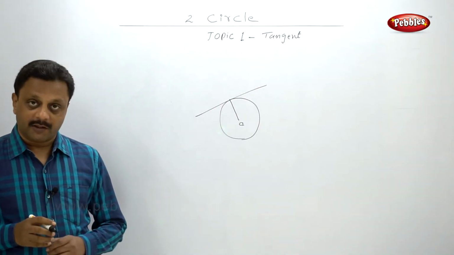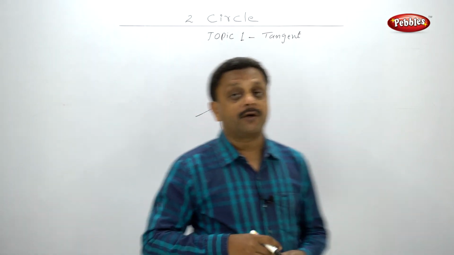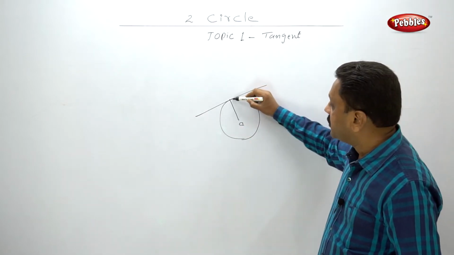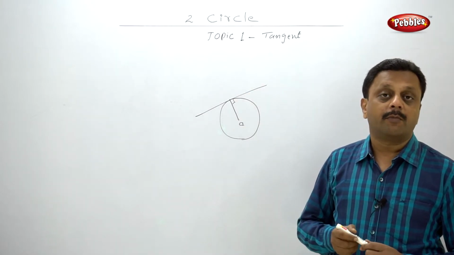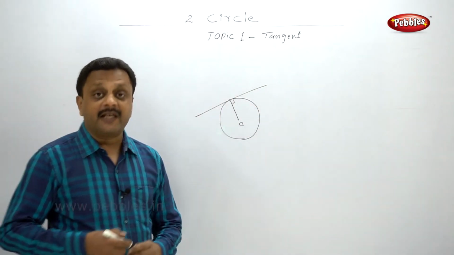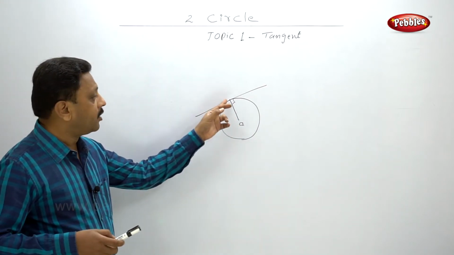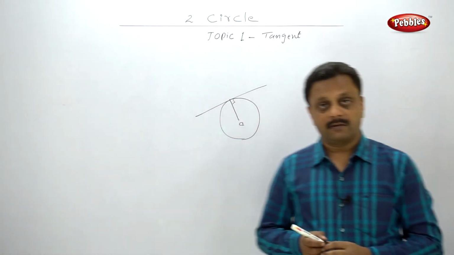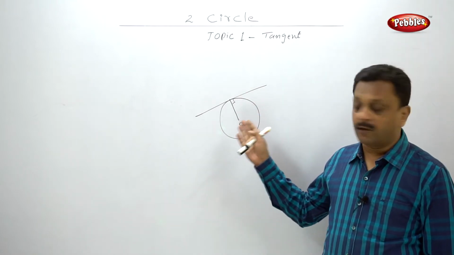Our first property is that the tangent and radius at the point of contact are always perpendicular, at 90 degrees. That means the radius at the point of contact to the tangent is perpendicular, and vice versa is also true. If any line is perpendicular to the radius at the point of contact, then that line is tangent to the circle. This is the first theorem we are learning here.